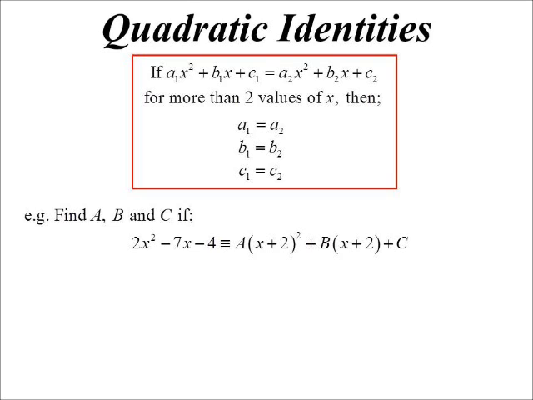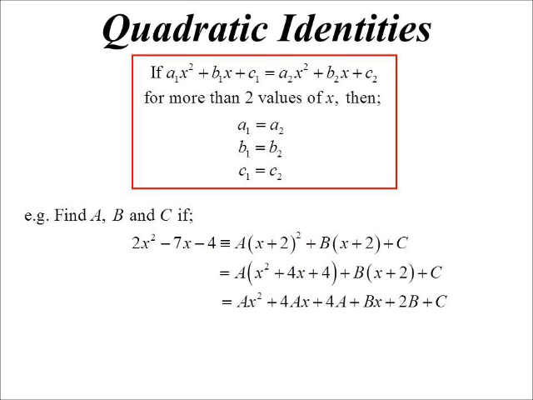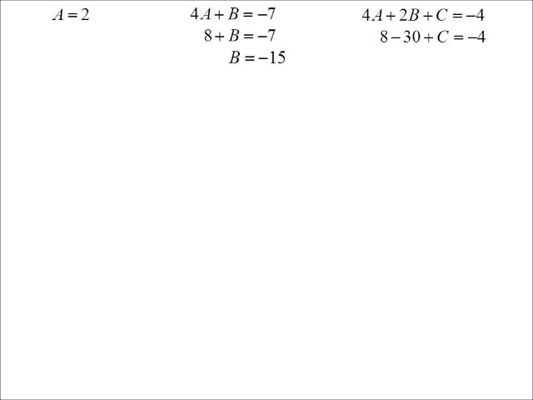Now, if that's the case, then I know, as I say, coefficient of x squared equals coefficient of x squared, and so on. So I could expand the right-hand side out, collect terms, eventually, there we go, and then just equate the coefficients, like so. Okay, a must be 2, 4a plus b must be negative 7. Therefore, because we've just worked out a is 2, b is negative 15. 4a plus 2b plus c must be negative 4, but we've worked out a and b now, so c is 18. So we can work out what they are.